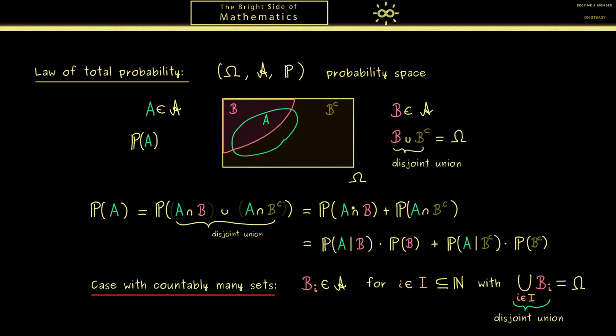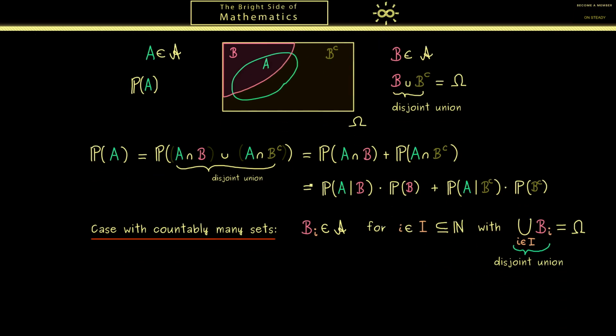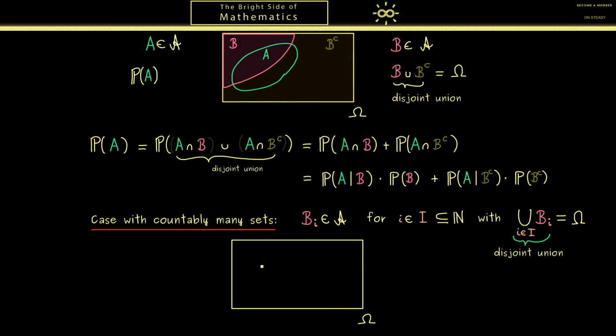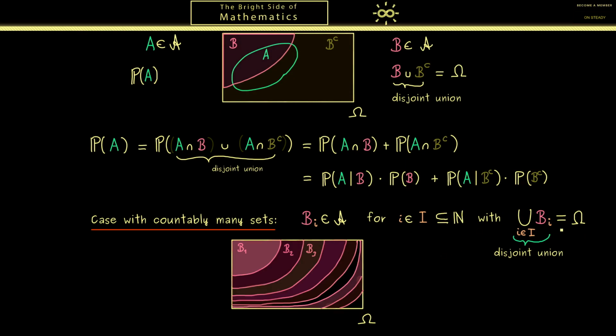Now let's also visualize this in a picture. There's our sample space Omega again, and now we don't just find one set B but a lot of them. For example, such a decomposition of Omega could look like this. And here please don't forget, it's possible that we have infinitely many sets B_i, therefore in this picture they would get thinner and thinner when we go in this direction, for example. Of course there are a lot of possibilities to visualize this.